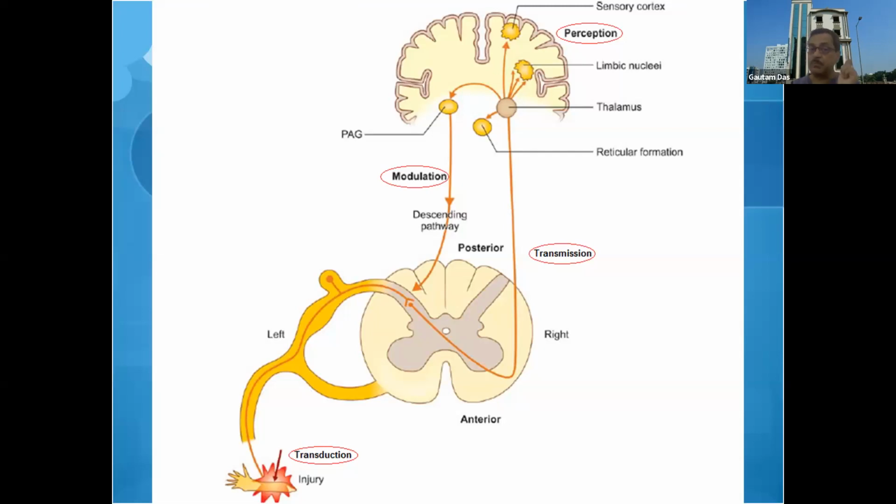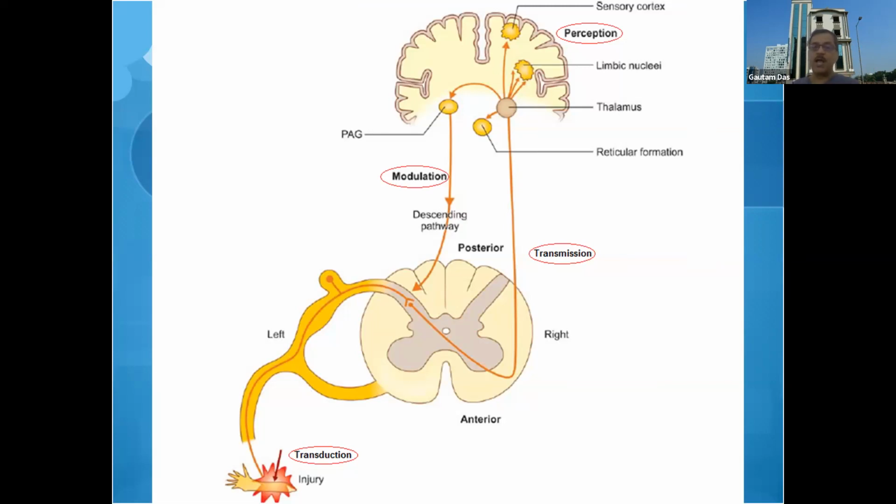This descending inhibitory pathway starts from the periaqueductal gray matter on the same side as the injury. It starts with the release of serotonin and norepinephrine. When these are released, it is stimulated. It starts sending the signal downwards via different other nuclei, ultimately sending signal to the dorsal horn and reducing the pain.